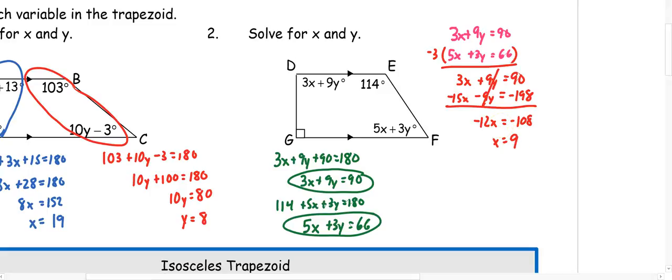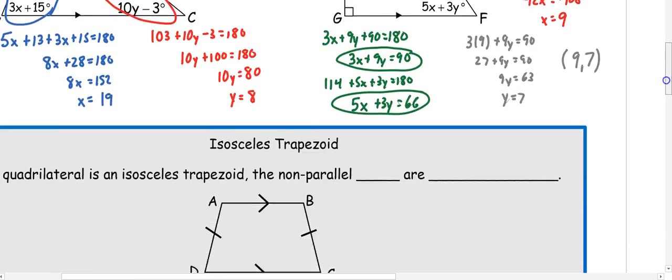Now, once I know x is 9, I need to go back and get y still. So I'm going to do 3 times 9 plus 9y equals 90. 3 times 9 is 27. And I can subtract that from both sides. So 9y equals 63. Y is 7. So my ordered pair would be 7, 9. Or sorry, 9, 7.